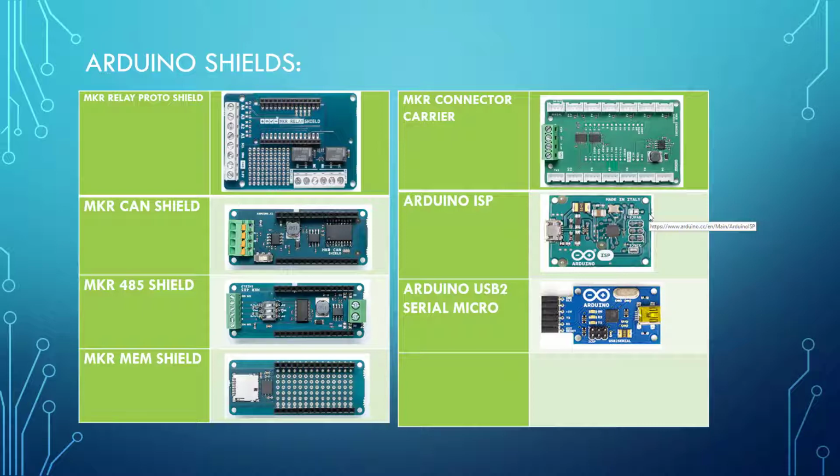And the MKR Mem Shield can be connected to a memory card, an SD card, and you can connect this to your Arduino Nano or Micro. And there are other connectors as well.